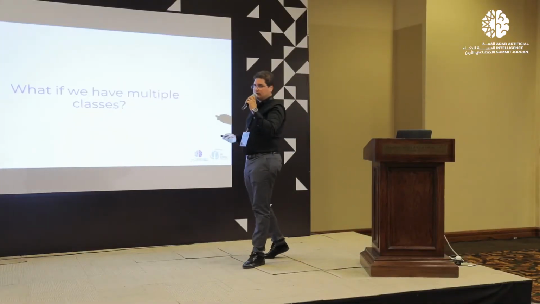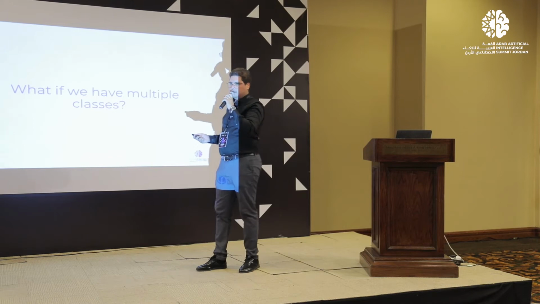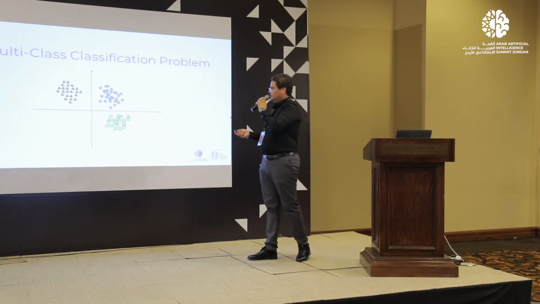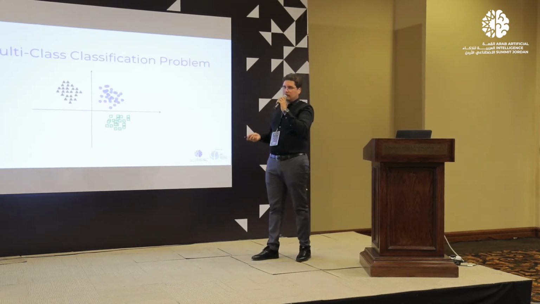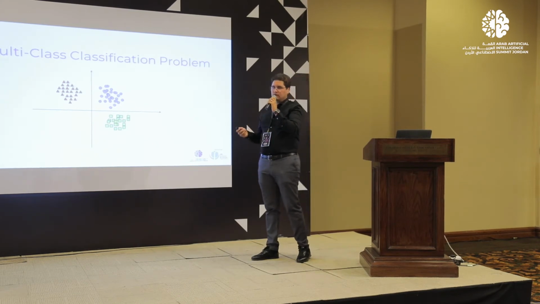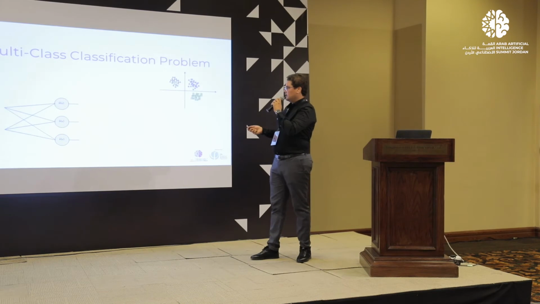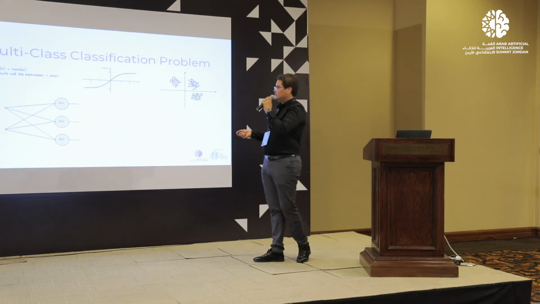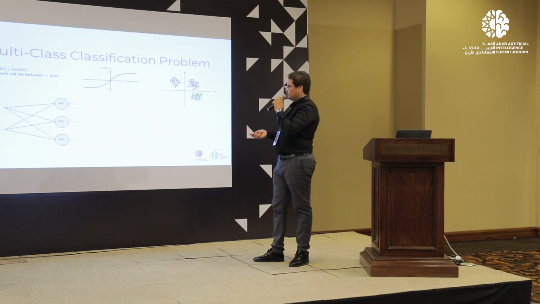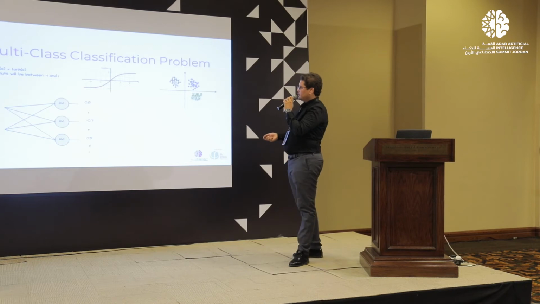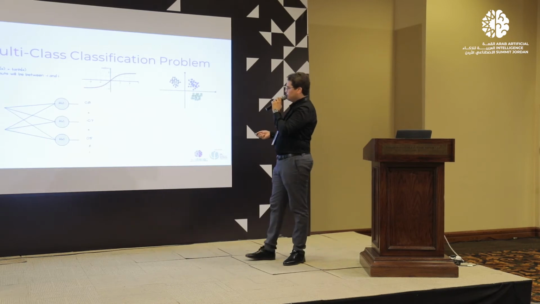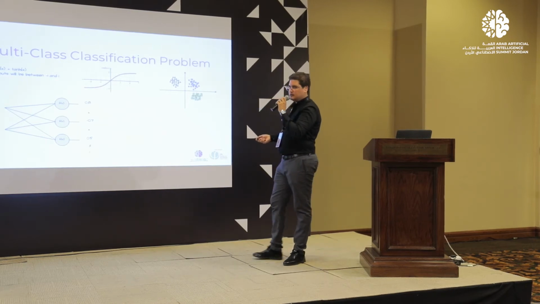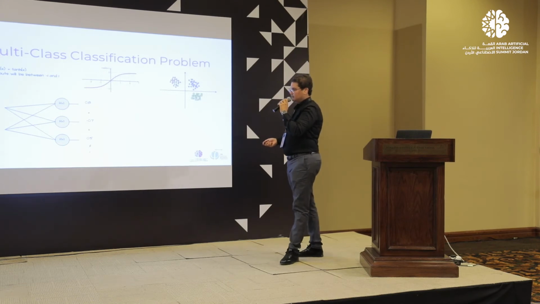So what if we have multiple classes, not only one class? In that case, like this one, we should have in the output, for example, if we have 3 classes, 3 neurons at the end. And when we use, for example, the tanh function, we get an output between -1 and 1. So for a specific point, we might get 0.8 here, -0.7 here, and 0.5 here.